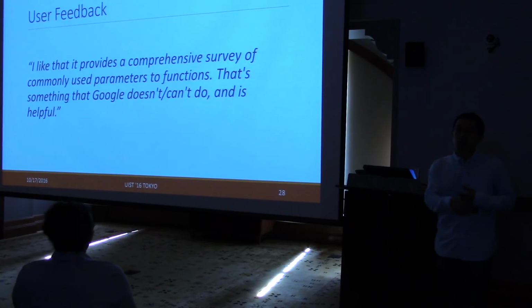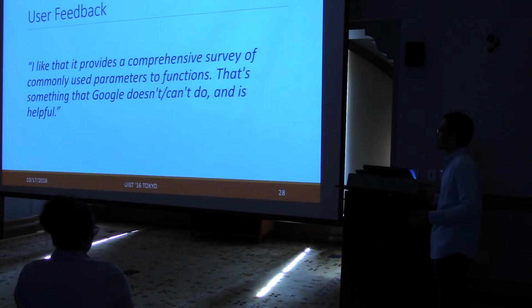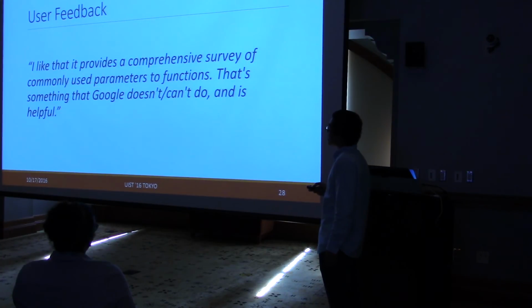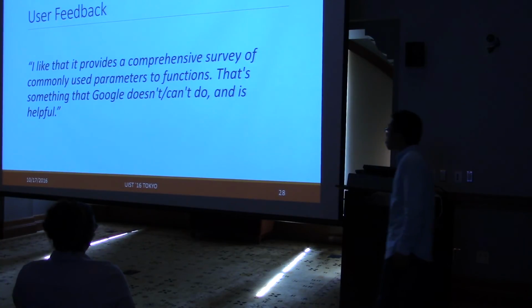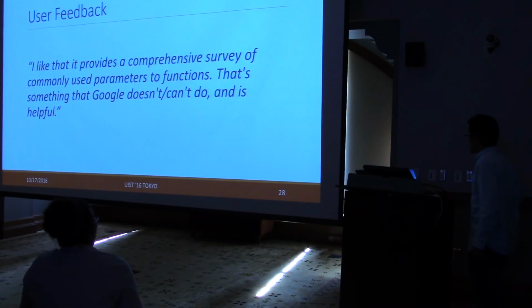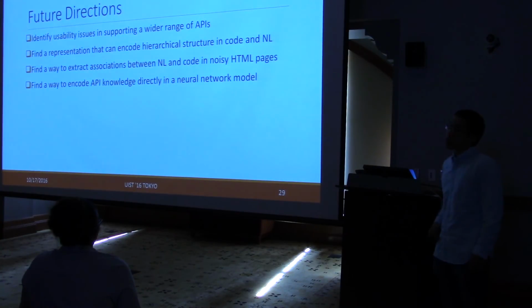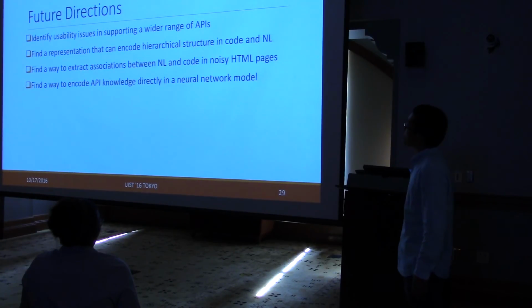We also want to dig deeper into how the user perceives the usability of the system, so we also ask them to provide any kind of feedback. And this is one very representative idea of our system. This user says, I like that it provides a comprehensive array of commonly used parameters to functions. That's something that Google doesn't or can't do, and it is helpful. So we think overall it is very positive. So that's the current system. It still has a lot of limitations and can be improved greatly.